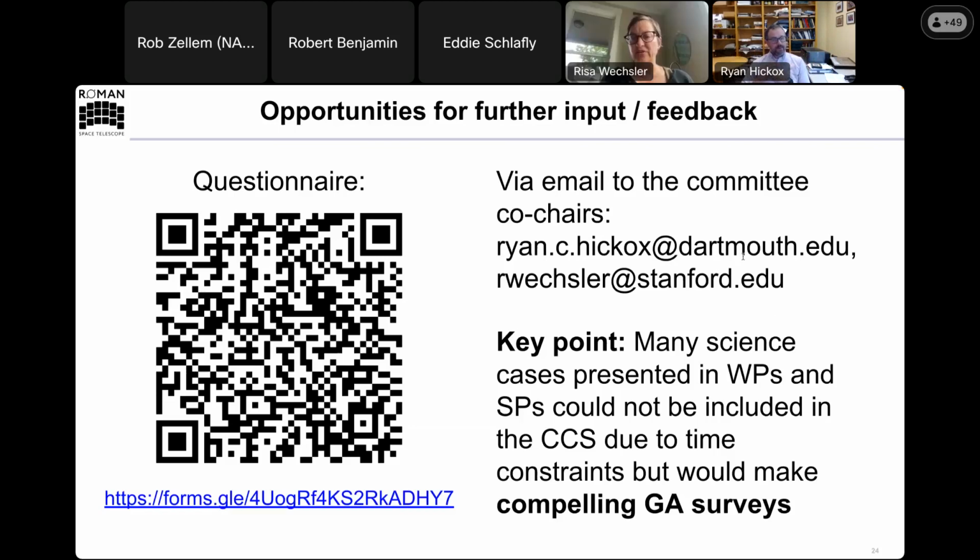I could try to address Jesse's question in the chat about whether the medium deep surveys alone could meet the weak lensing requirements. I think the answer to that is no. The wide field is really needed for the weak lensing requirements. The committee has been very actively discussing how we can cover as much area as possible because of the breadth of the science that is addressed there.